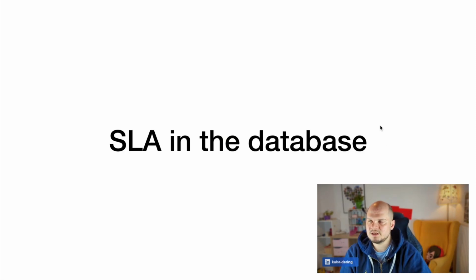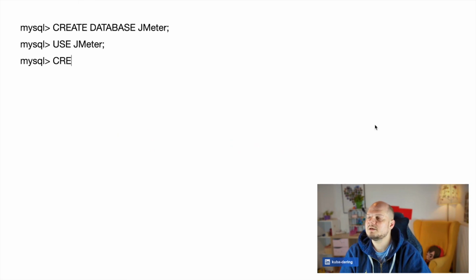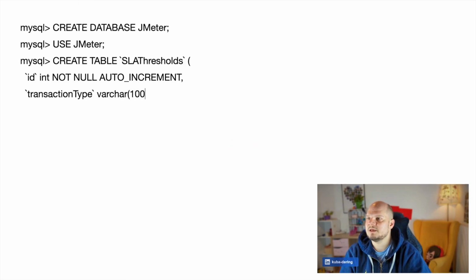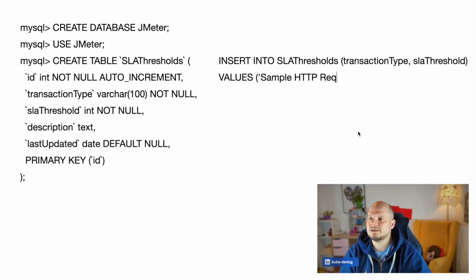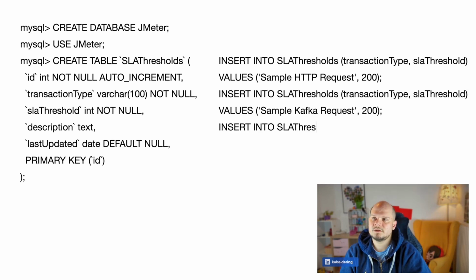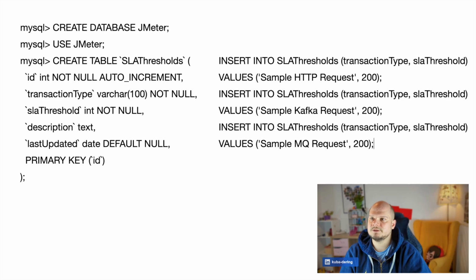To see the SLAs in my dashboard, I'm using the MySQL database. First, create a database, and then create a table named SLA thresholds. The most important fields are transaction type and the SLA threshold. Next, insert your SLA values into the table. And remember to commit.